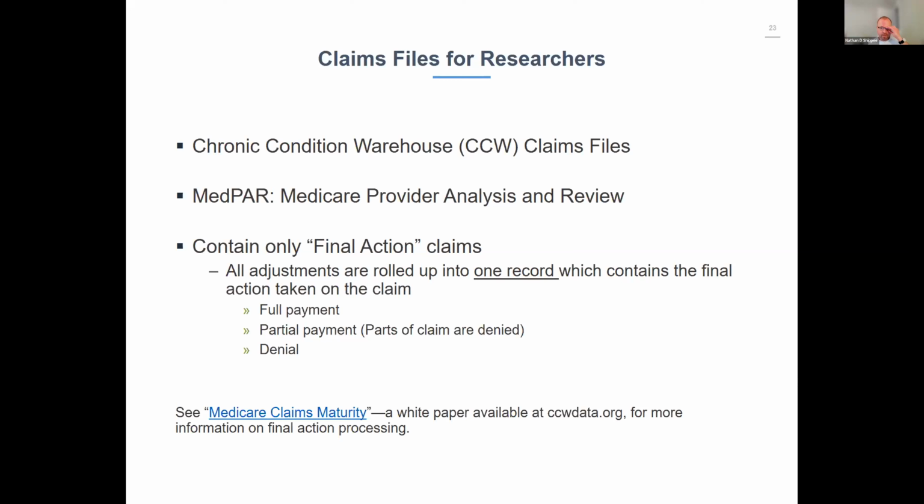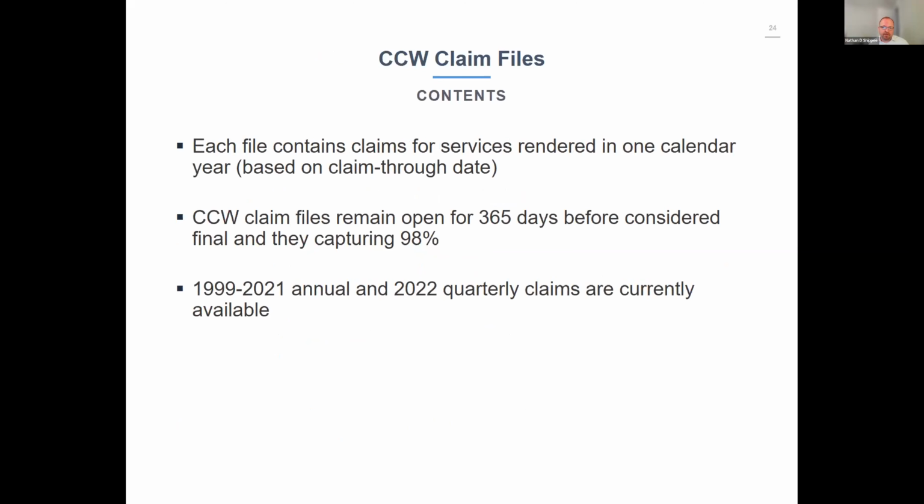The white paper is actually a good resource for looking at the claims data maturity and completeness as things get processed. Each file contains claims for services rendered in one calendar year, so you'll have files with the year based on the claim through date. The CCW claim files remain open for 365 days before being considered final. Those final action claims remain open for a year to allow for all those adjustments, and they really are capturing almost everything that's going to happen.